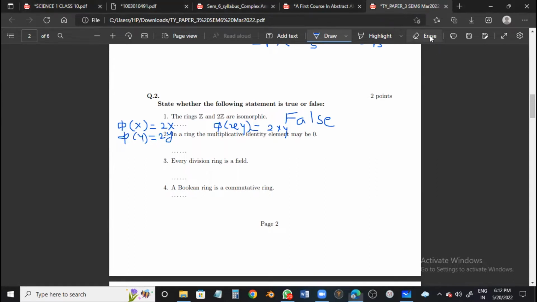Okay. Now I proceed further. In a ring, the multiplicative identity may be 0. What is the answer? So this was false, and here it is true, because in a 0 ring, identity is 0. In a 0 ring, multiplicative identity is 0. So in a ring, multiplicative identity, we are saying maybe. We are not saying is. We are saying maybe. So it is true.